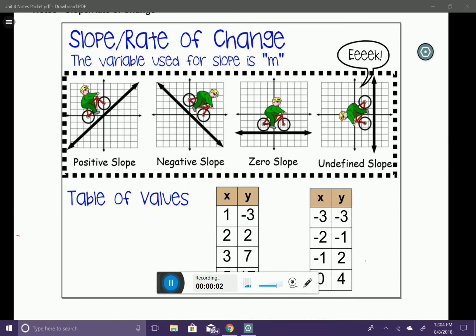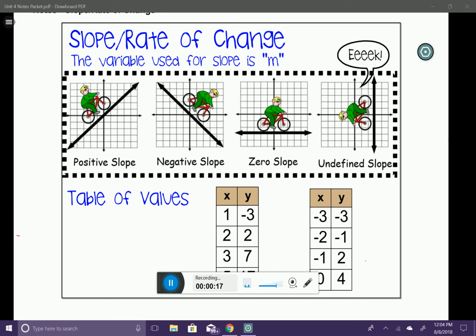In this lesson, we're going to be talking about the concept of slope. Slope is also called the rate of change. It's represented using the variable m. Now let's go ahead and talk about what it means visually before we start calculating it mathematically.